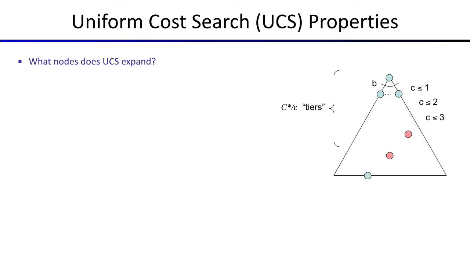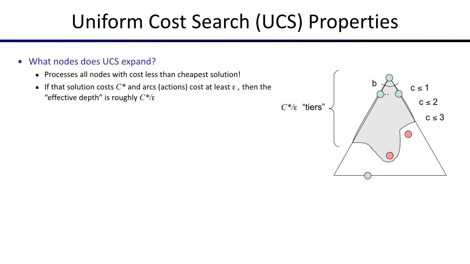Looking at this again, what nodes does UCS expand? Well, it's going to look kind of like that. So we're saying this is a deeper node, but that has a cheaper cost to get all the way to it. It processes all nodes with cost less than the cheapest solution. If that solution is C star, the cumulative cost to get from B to there, and the minimum cost of any one step along this path is epsilon, then of course the number of steps to get from here to here is C star over epsilon.